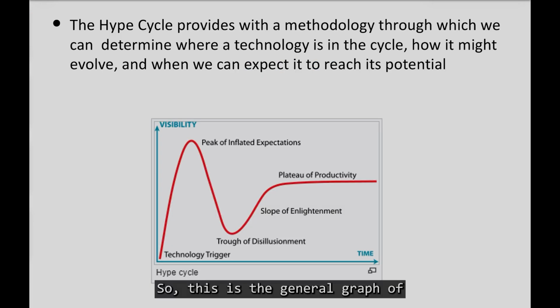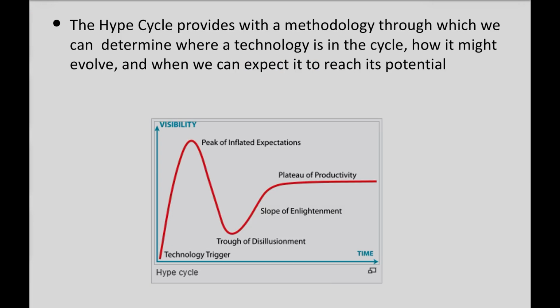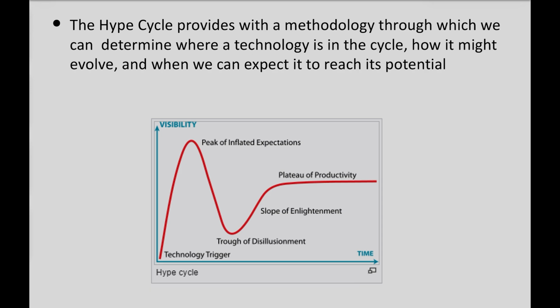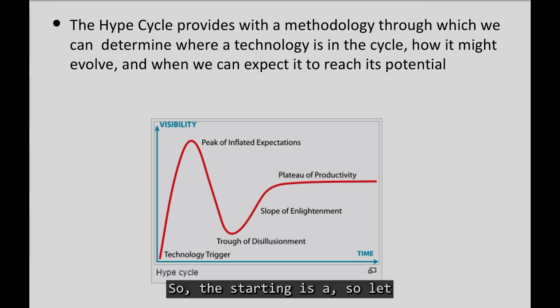So this is the general graph of a hype cycle. It is a methodology through which we can determine where a technology lies, or in which cycle a technology will be. So let us take a particular technology for an industry. The first one is the technology trigger. This is the first step in a hype cycle.